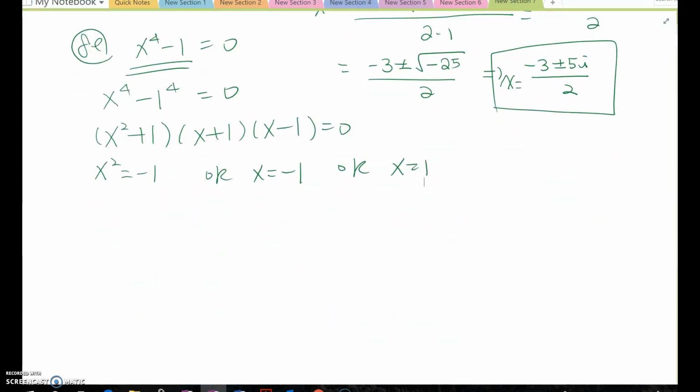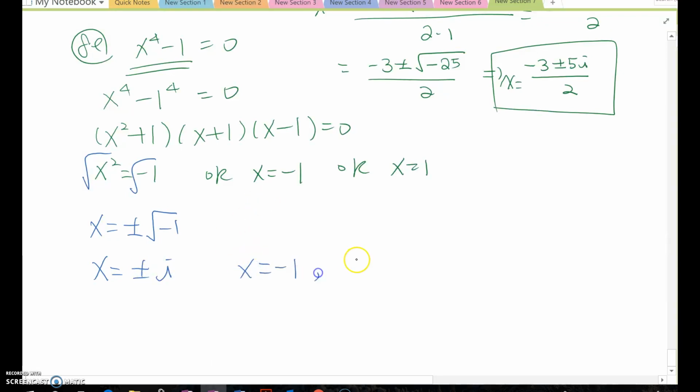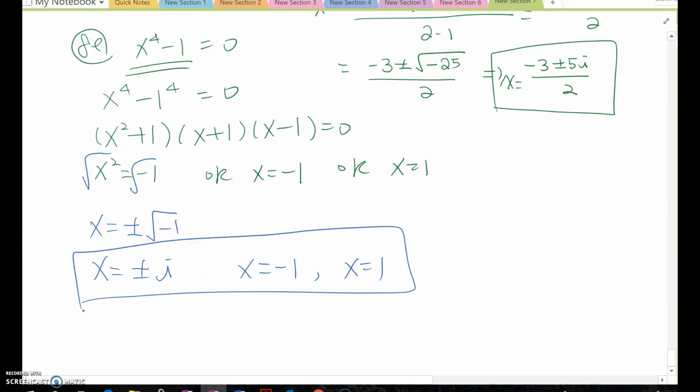So from here, using the square root, x will be plus and minus the square root of negative 1, which means x equals plus and minus i, and the other ones, x equal to negative 1 or x equal to 1. That will be your final answer. Okay?